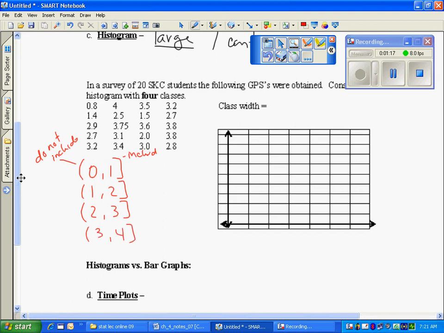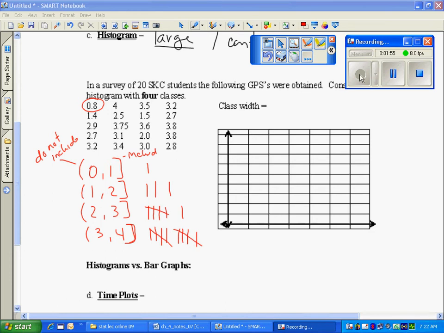So when we start tallying, all we do is we look at 0.8. 8/10 lands in the first class. 1.4 in the second, 2.9, 2.7, 3.2. 3.2 lands in the last class. A 4.0, notice it's included. It lands in the last class. 2.5, 3.75, 3.1, 3.4. So we just tally. So go ahead and tally those up, and we'll check here in just a moment.